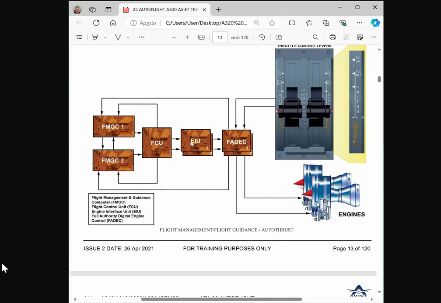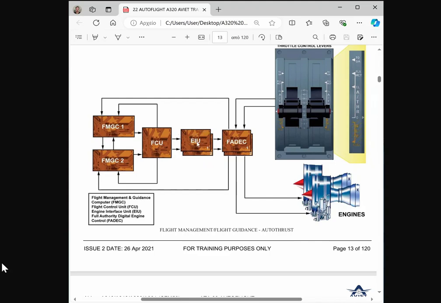The engine interface unit is the bodyguard of the FADEC. Nobody will pass to the FADEC if it first does not pass through the EIU. Some computers, like the ADIRUs, have an immediate connection with the FADEC, but okay. The FADEC has a best friend. The other guys cannot pass if they do not pass first through his best friend, his bodyguard, which is the engine interface unit. Nobody will pass.